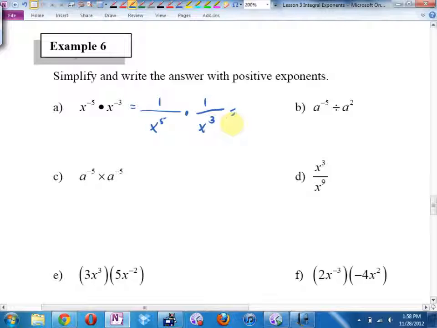How many x's on top? It's a trick question. None. How many x's on the bottom? Grand total. How many left and where? 8 on the bottom. And a 1 on top because I got to put something there.